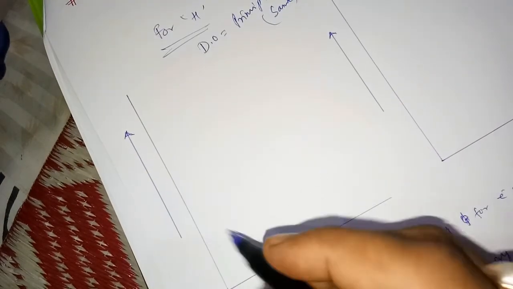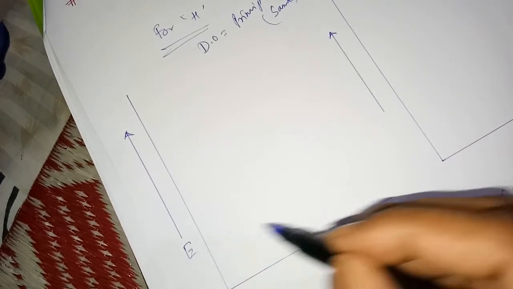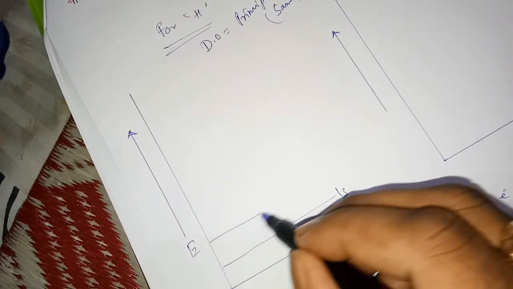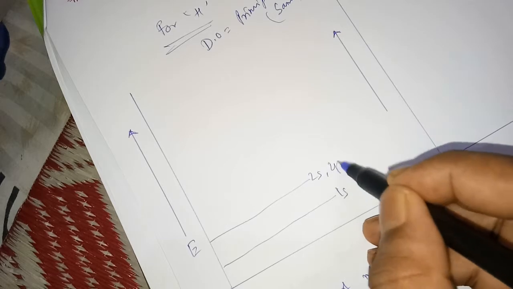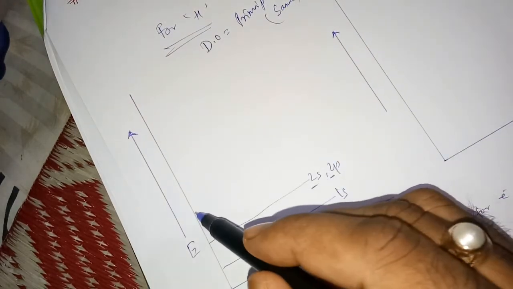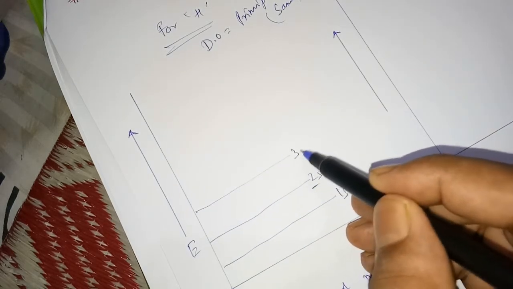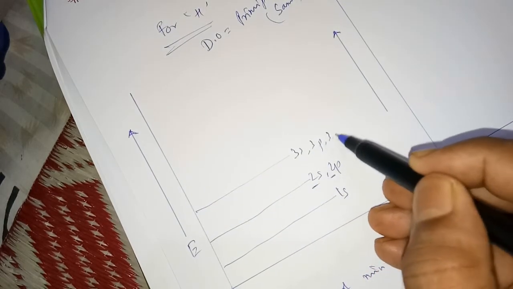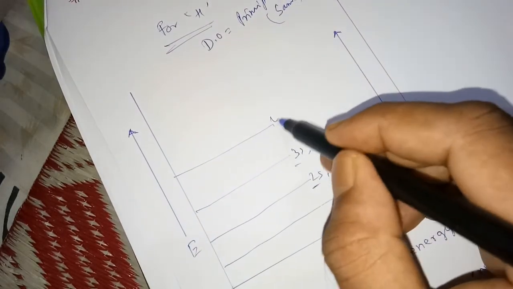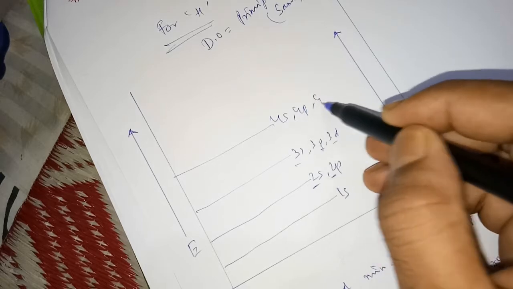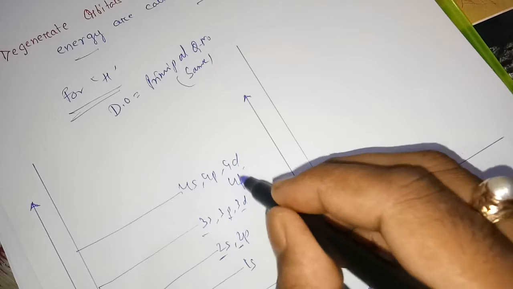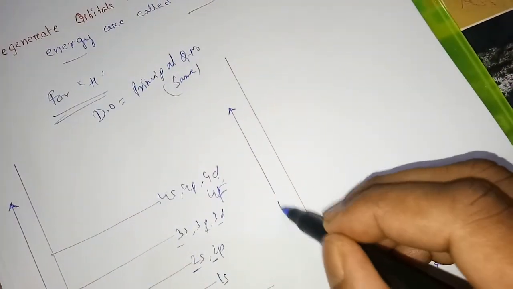So for hydrogen, we are going to draw a diagram. This is energy. If this is your 1s, then this is 2s and 2p. We have the same principal quantum number, so their energy is the same. We have 3s, 3p, 3d. Same quantum number, energy is the same. We have 4s, 4p, 4d, 4f.